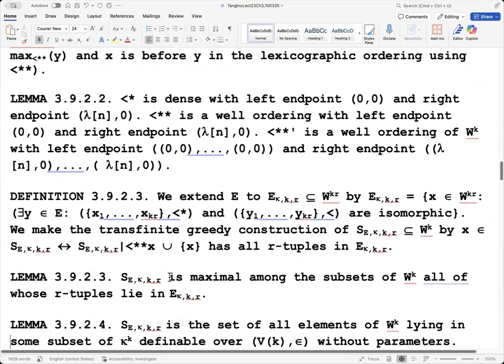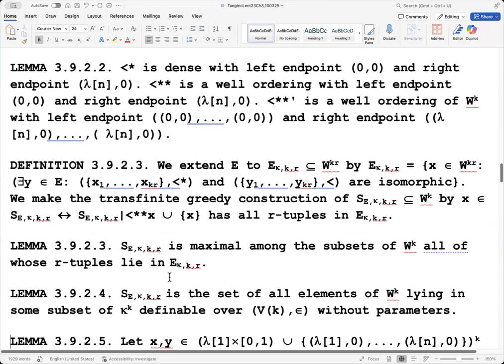Okay, just to make sure that everybody's on the same page, we describe some facts about these orderings. Less than star is dense with left endpoint 0, 0, right endpoint lambda n, 0. Less than double star is a well ordering with left endpoint 0, 0, right end, same thing, but it's a well ordering. And in less than double star, the k-tuple version, the left endpoint is this k-tuple, and the right endpoint is this k-tuple.